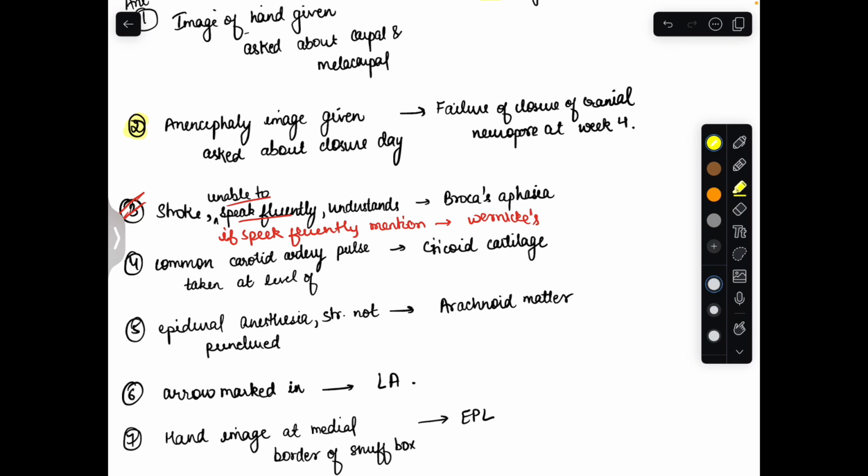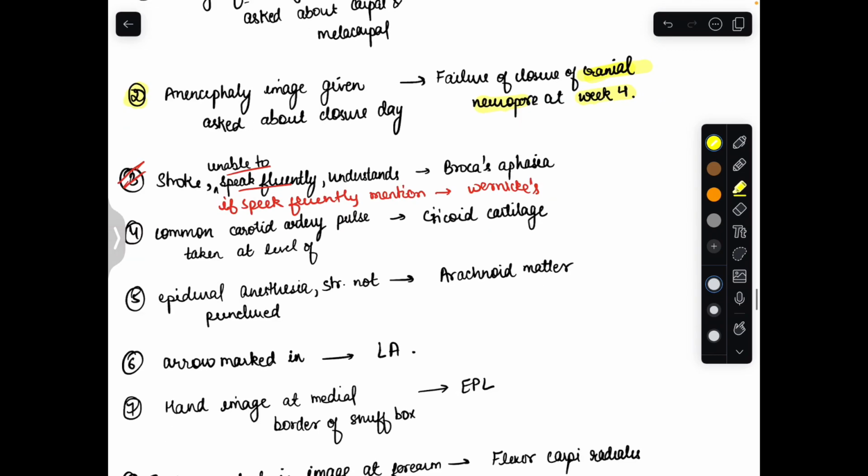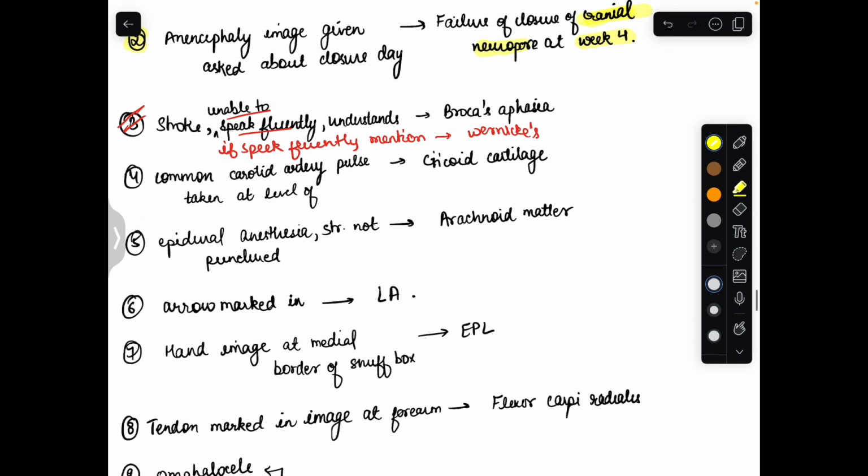Okay. Now the second question, an anencephaly image was given and asked about the closure date. For this question, there were four options: failure of closure of cranial neuropore, caudal neuropore, and at 3 weeks and 4 weeks. The correct answer is the cranial neuropore at week 4. They did not mark the failure of closure of neuropore at week 3 because there it doesn't mention the cranial neuropore. And even I don't remember which option I marked in the exam. So I did not count the mark for this question.